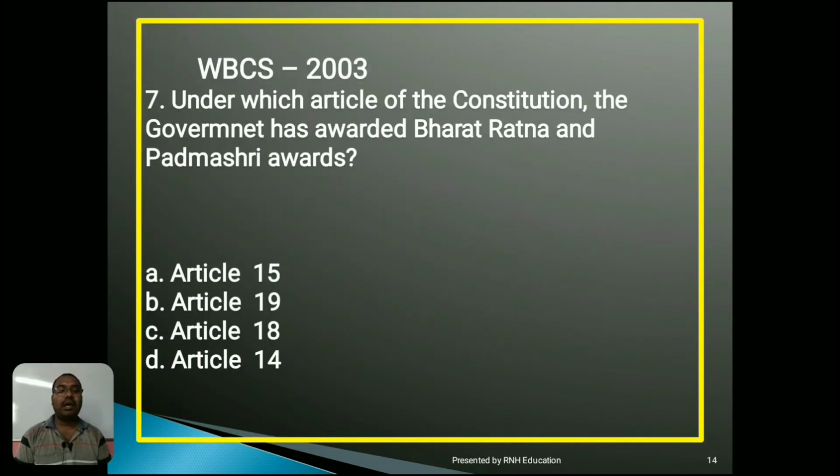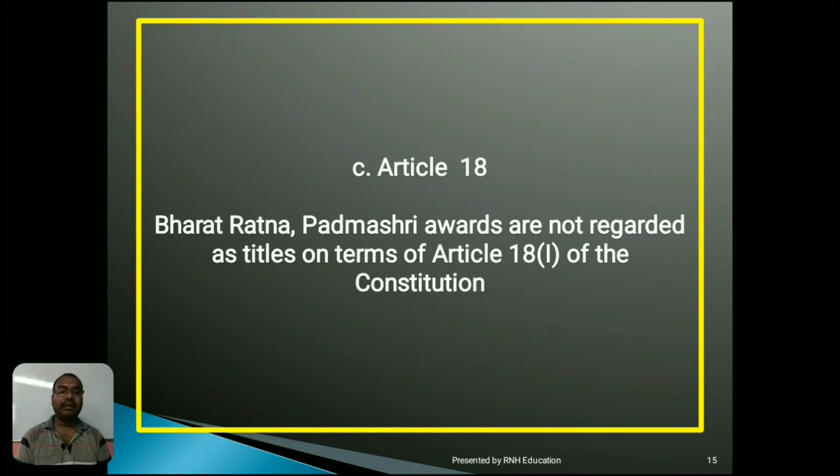And the next question, question number 7, and it was asked in WBCS 2003. Under which article of the Constitution has the government awarded Bharat Ratna and Padma Shri award? Option A, Article 15, B, Article 19, C, Article 18, and D, Article 14. Let's see the answer. The answer is option C, that is Article 18. Bharat Ratna and Padma Shri awards are not regarded as titles in terms of Article 18(1) of the Constitution.